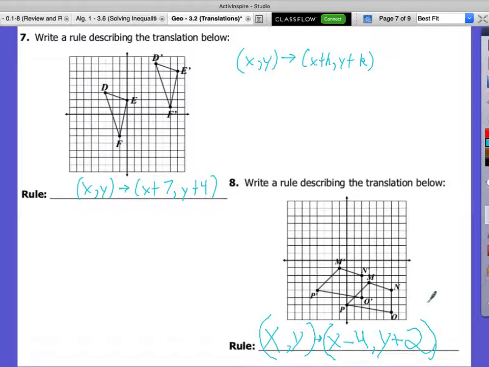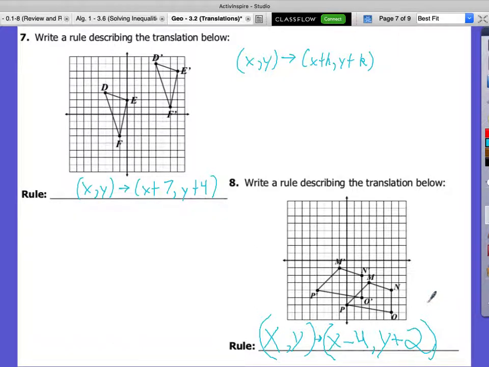Does that make sense? Wait, there's a difference from where you start? I felt like it didn't matter. No, because here's the thing. If we put x plus 4, that means we're going to take this and end up over here. That's why it's minus 4, because we're going left.